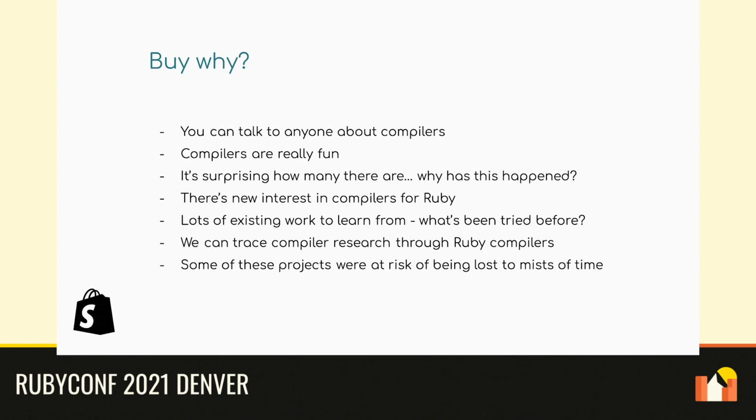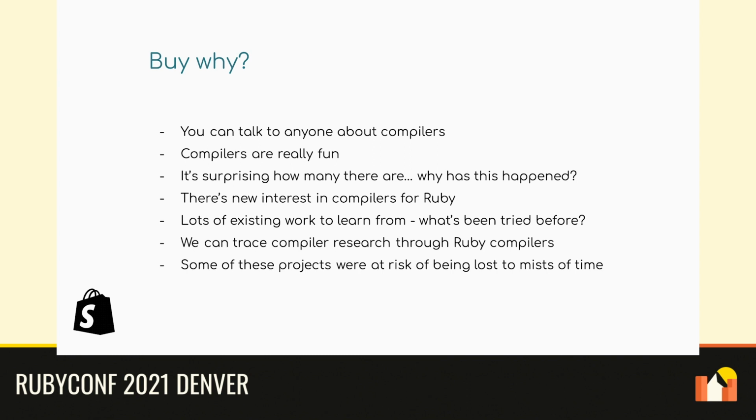There's lots of interest, lots of existing work to learn from here as well. What's been tried before? Why didn't that work out? What hasn't been tried and what could therefore work out? It's good to look back over what people have tried in the same field as you. I think it's really fascinating that we can trace compiler research through Ruby compilers. You may not think of Ruby as a particularly academic language with a lot of academic interest, but actually you can see a lot of people trying high-level research ideas just by looking at Ruby compilers.